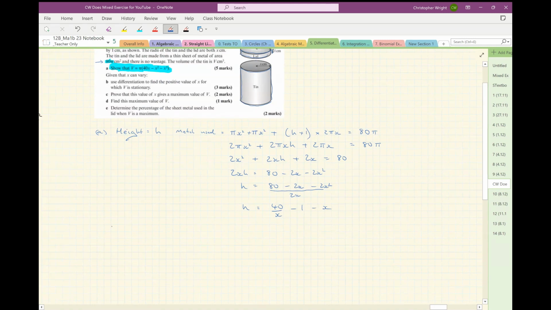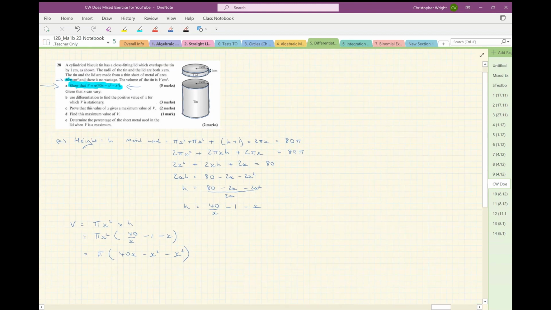So the volume of the biscuit tin is the area of the bottom, pi x squared, multiplied by h. So that is pi x squared multiplied by 40 over x minus 1 minus x, which is, now, I'm just looking here, if I just multiply my x squared in, leave pi outside, then I'm going to get 40x minus x squared minus x cubed. Now that is that expression there. So I have shown that the volume equals pi lots of 40x minus x squared minus x cubed. And that is part A done.